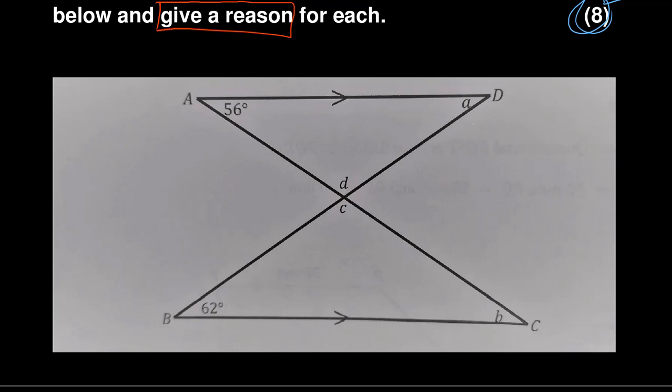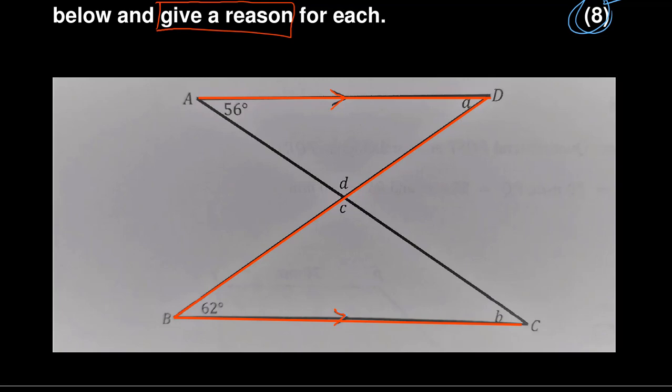The first one says I must find A. Let's analyze this diagram. These are parallel lines already. The fact that I've got parallel lines makes me introduce alternate angles. For my A, if I take this line, that line and that line, you can see that I am forming a Z, which we call the alternate angles.